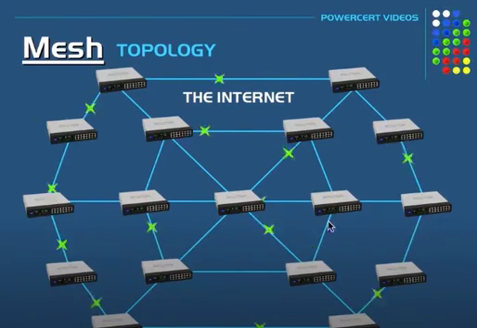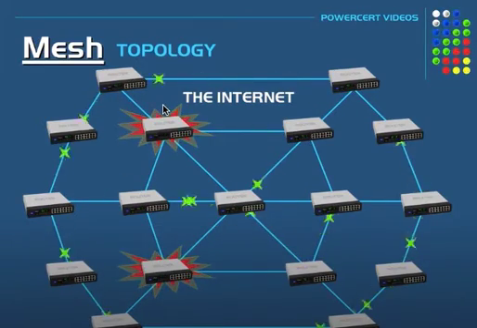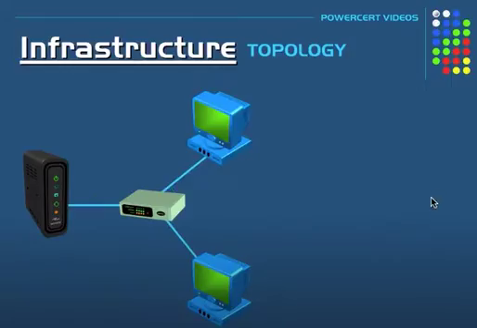So if one breaks down, there are other routes to go. And the internet is also called the network of networks. See, if this bridge or this router goes down, we still have the other ways. So this is one path, this is the other path. That's how it goes.